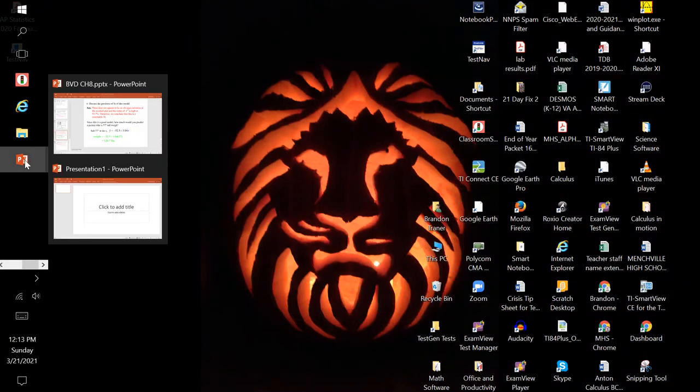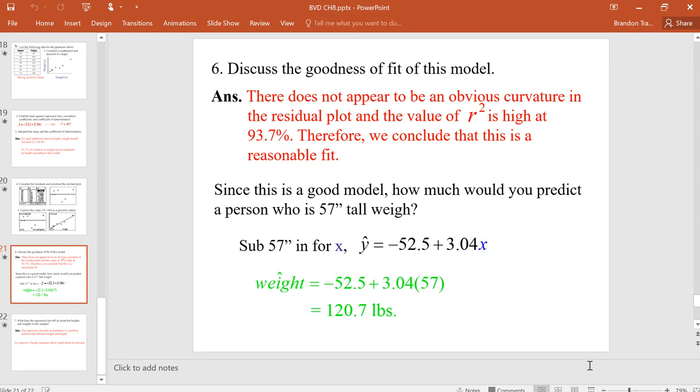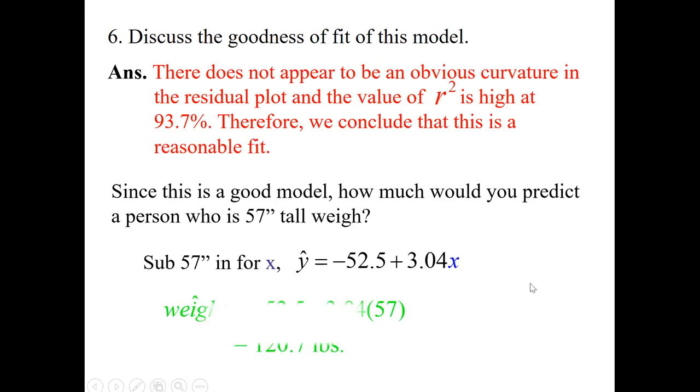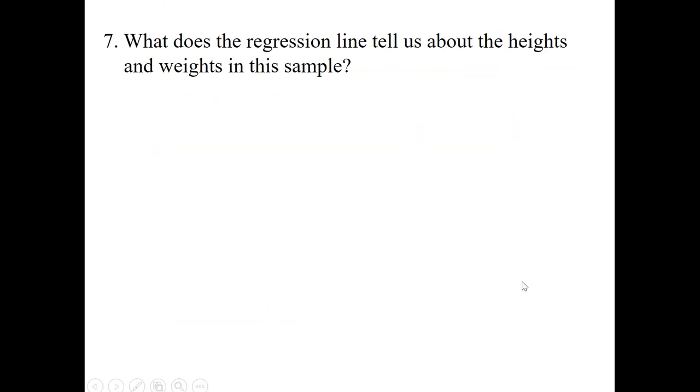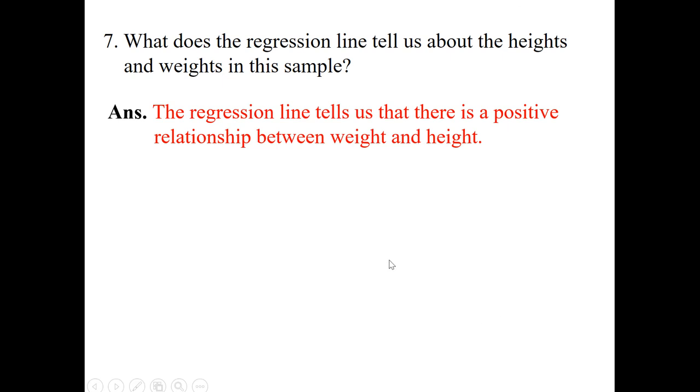To wrap it up, what does the regression line tell us about the heights and the weights in the sample? We can make some pretty good predictions because our data is in fact linear. But again, I can't say that height causes weight. What I can say is that the regression line tells us there's a positive linear association between weight and height. I've verified it, so I can use this model to make good predictions and feel pretty good about it since my R squared value is pretty high.